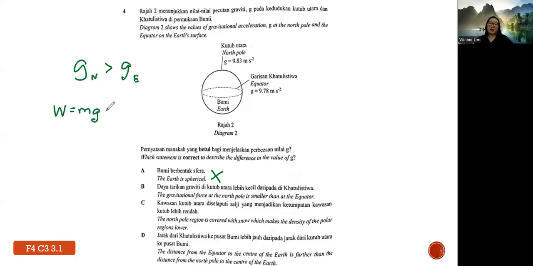So generally, if your value of g is higher, your weight should be greater. That means your gravitational force also will be greater. But then here they say smaller. So that's why this idea is also not correct, because at the North Pole it is supposed to be bigger as well.